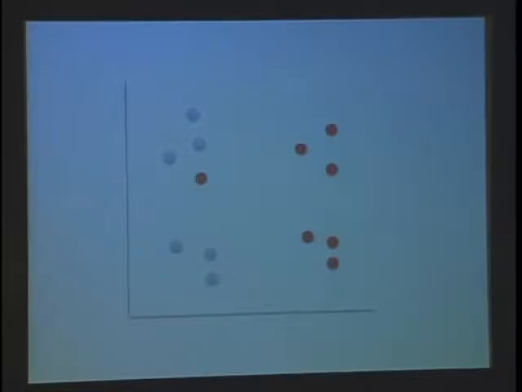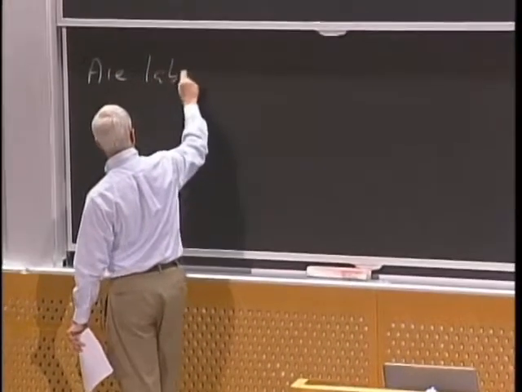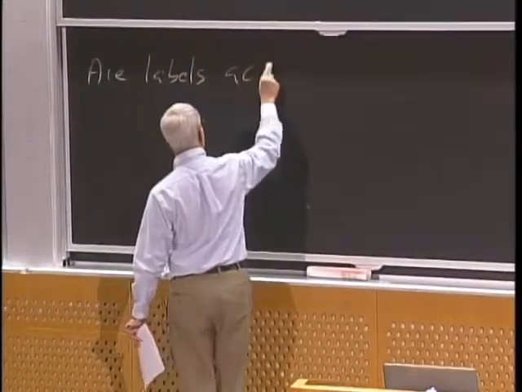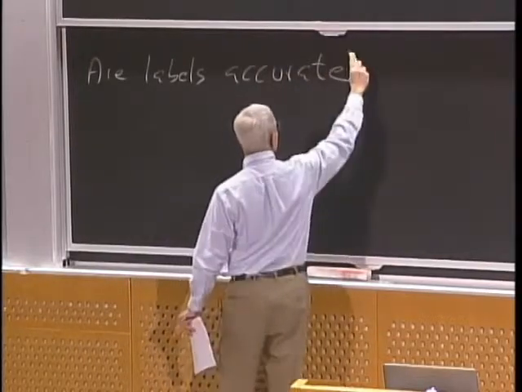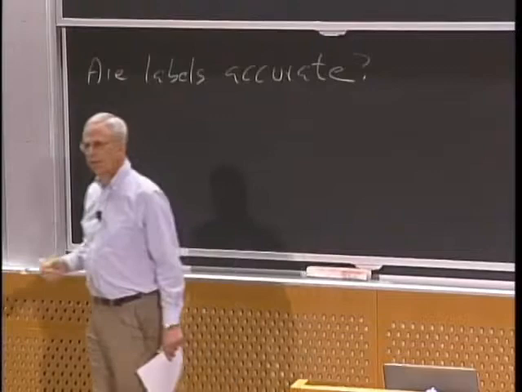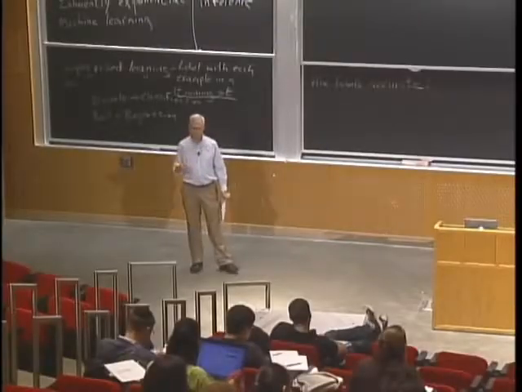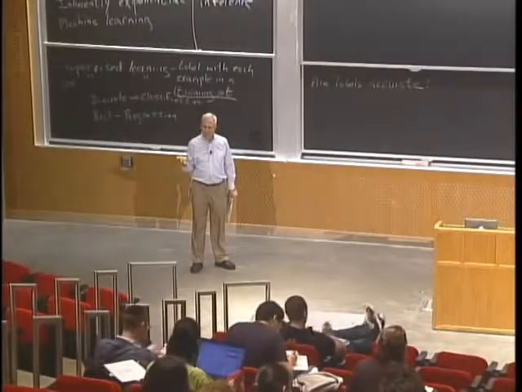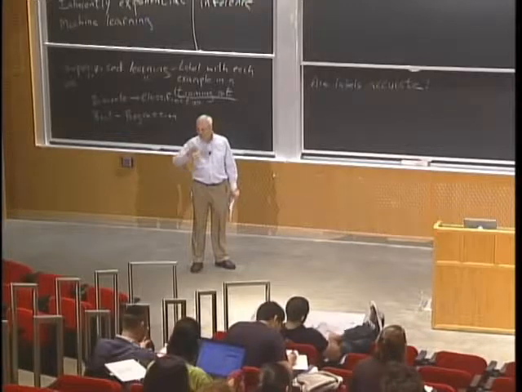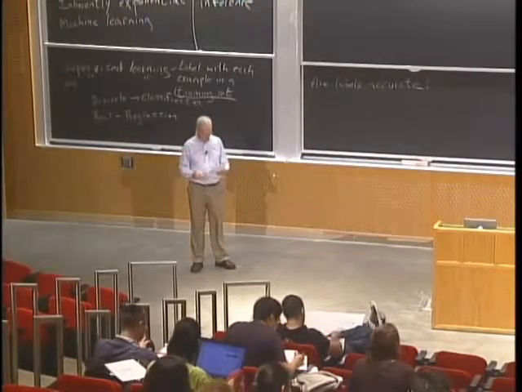So a first question I need to ask is, are the labels accurate? And in fact, in a lot of real-world examples, in most real-world examples, there's no guarantee that the labels are accurate. So you have to assume that, well, maybe some of the labels are wrong. How do we deal with that?